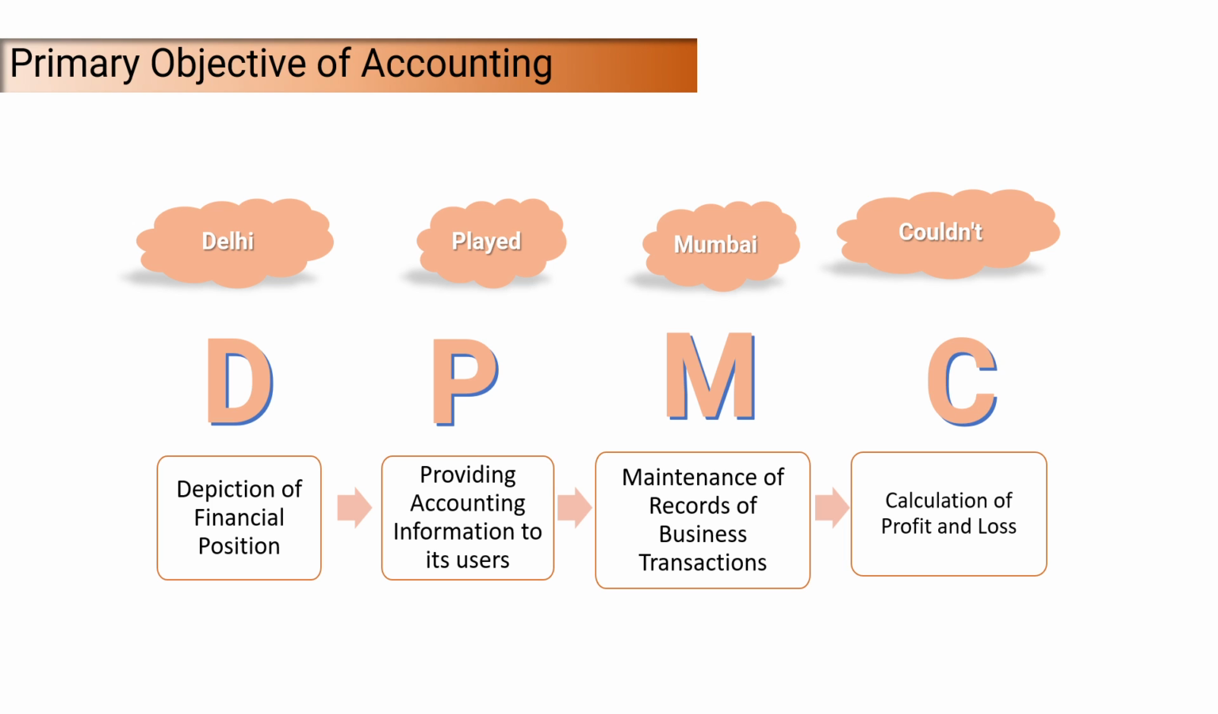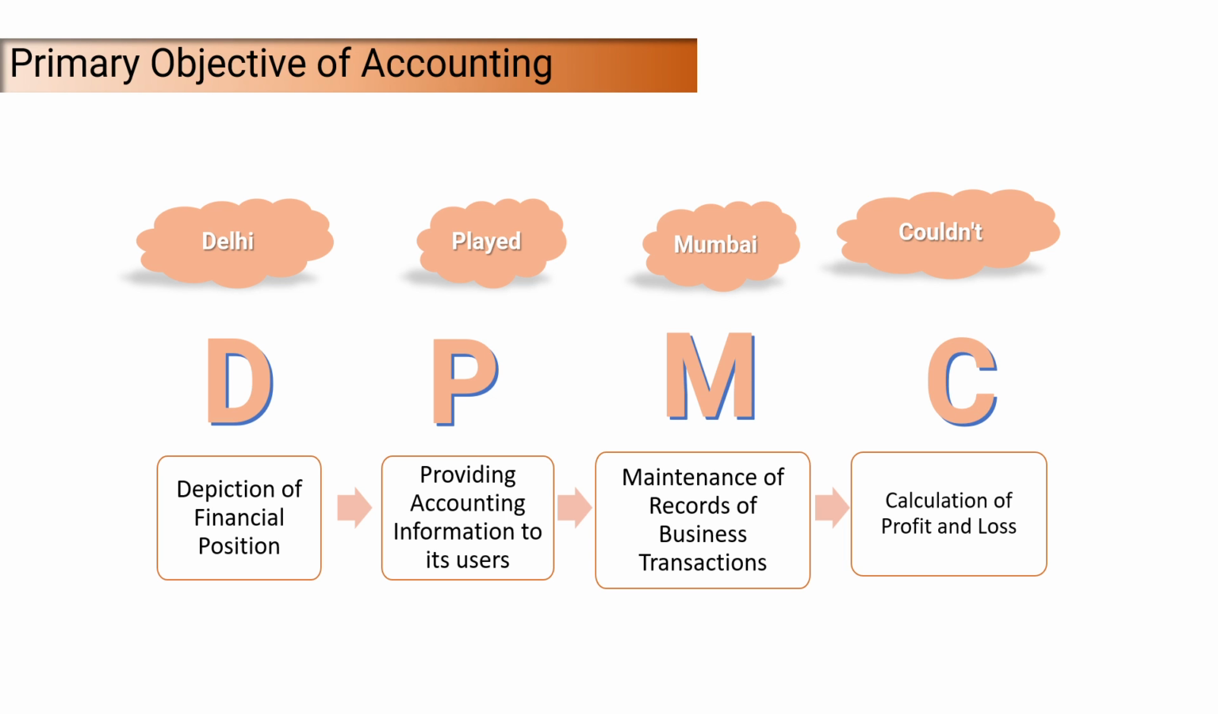Depiction of the financial position. Like what is your financial position? Is it good or bad when it comes to business? As to what profit you are making, do you foresee that you will make profit in the future? So that is depiction of financial position. Calculation of profit and loss. Accounting information which is recorded will help you identify the profit and loss your business is making.